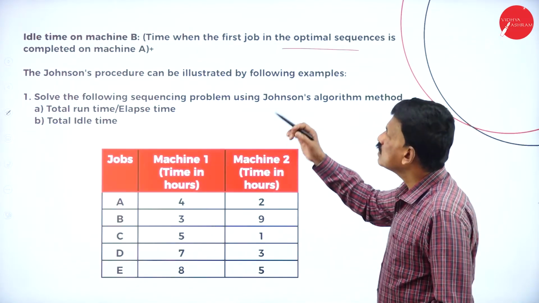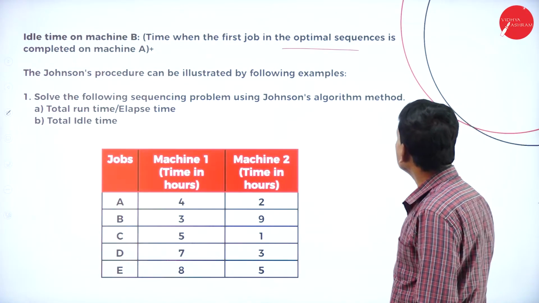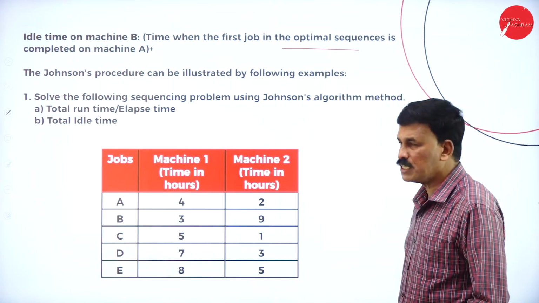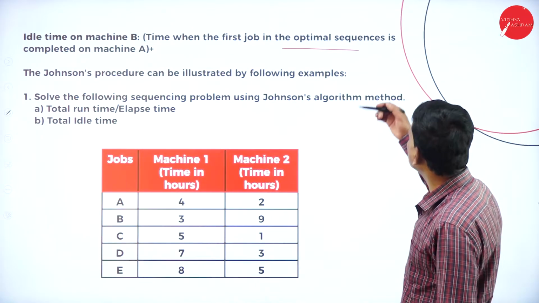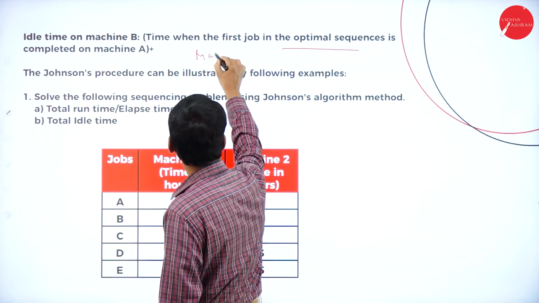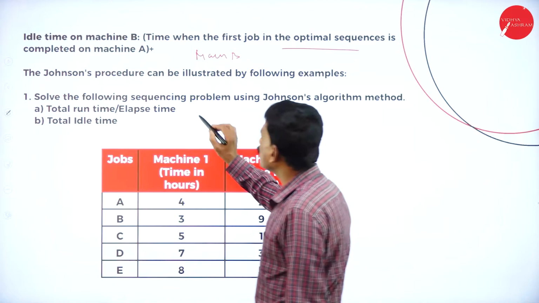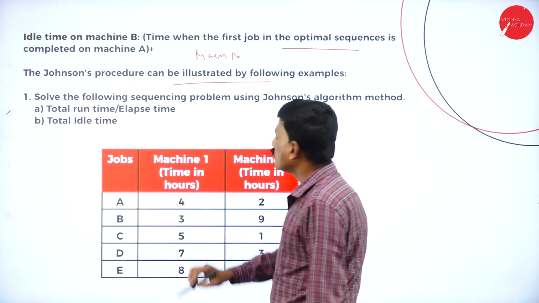The idle time for machine B is nothing but the time when the first job in the optimal sequence is completed on machine A plus the time when the last job in the optimal sequence is completed on machine B. That's it. Now let us learn about Johnson's procedure, illustrated by the following example.